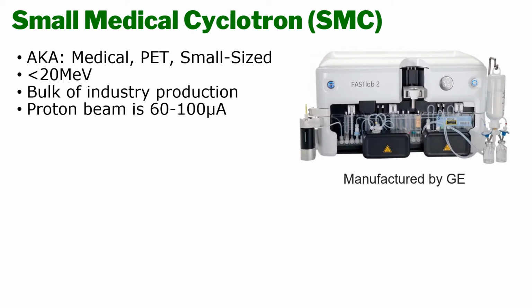Cyclotrons can be broken down into three main groups. First, here are the small medical cyclotrons, SMC for short. They are also known as medical cyclotrons, PET cyclotrons, and small size cyclotrons. They are categorized by producing a less than 20 megaelectron volt proton beam. They account for a majority of industry production, as due to their size, they can be located much closer to sectors in need of the isotopes, allowing for more efficient use and reduced cost.